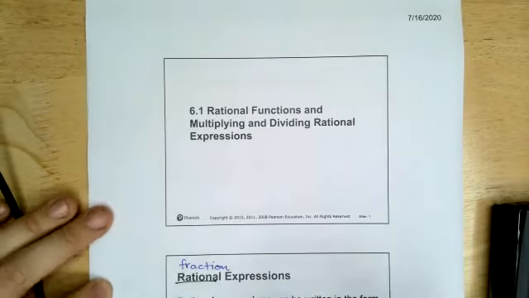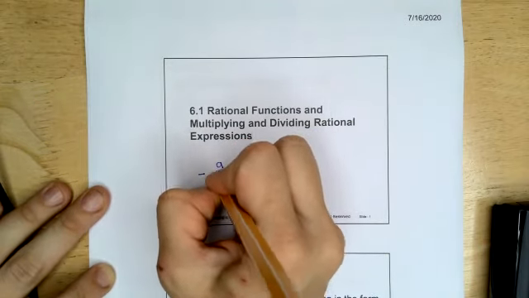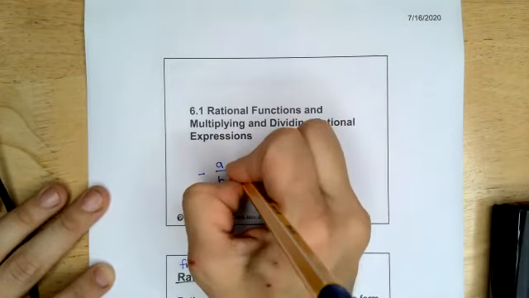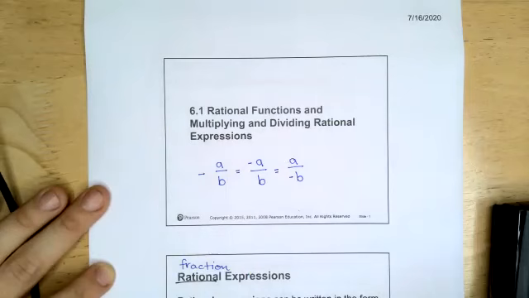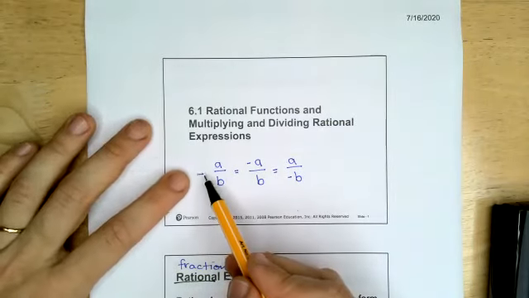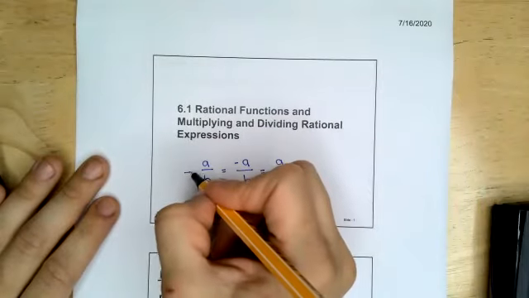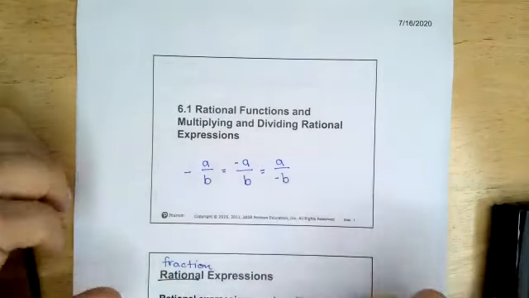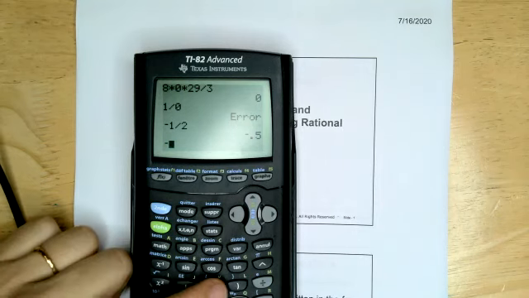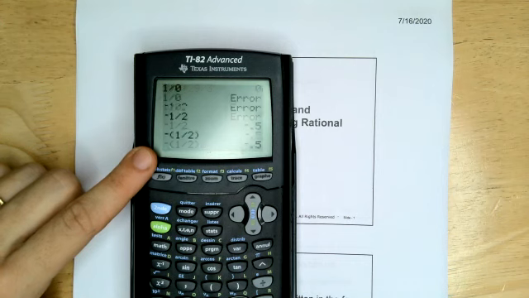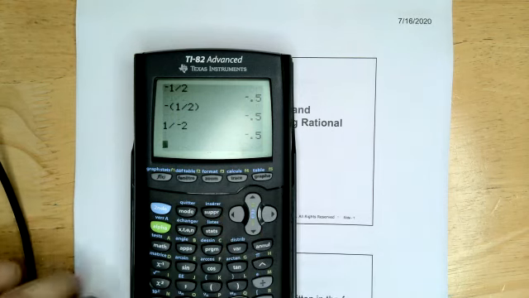Something else that will be on My Math Lab that I've talked about a couple times, that I don't know if I'm explicitly teaching well enough, is negative a over b. Negative a over b is the same as negative a over positive b, which is the same as a over negative b. It doesn't matter where you put that minus sign, because a rational expression or a fraction is division. So negative 1/2 is negative 0.5, and 1 over negative 2 is also negative 0.5.